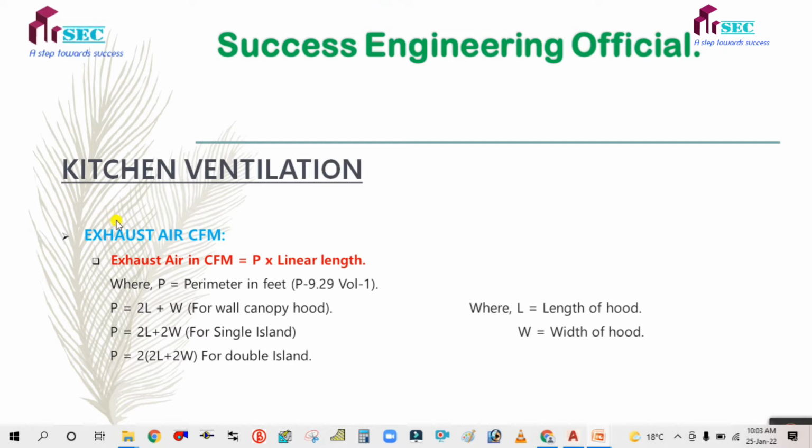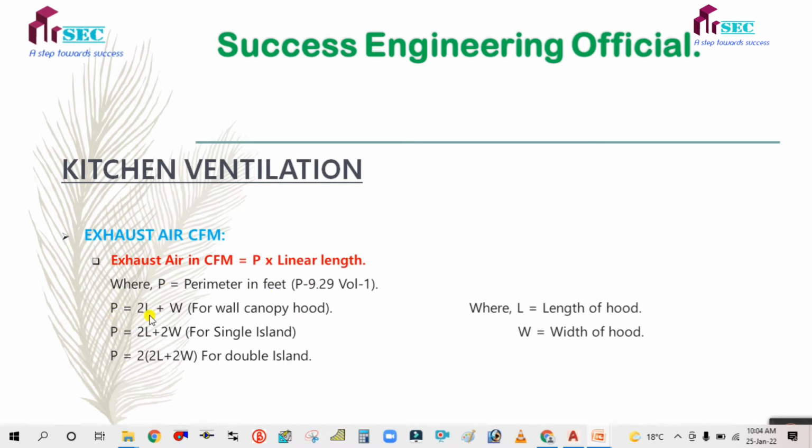Next is exhaust air CFM. How to calculate the exhaust air CFM? You have to calculate the exhaust airflow from the kitchen. How much will be the exhaust? Exhaust air CFM is equal to P times linear length. P is nothing but the perimeter of the hood in feet.